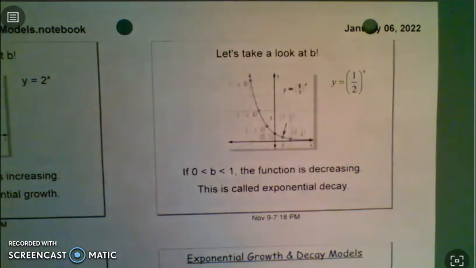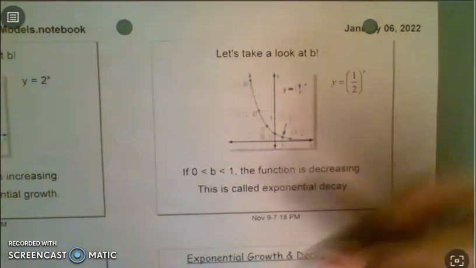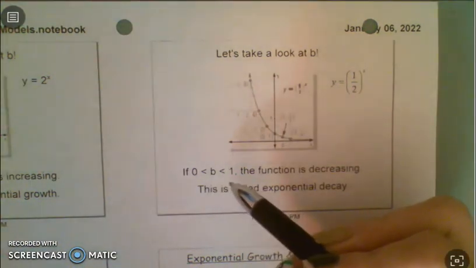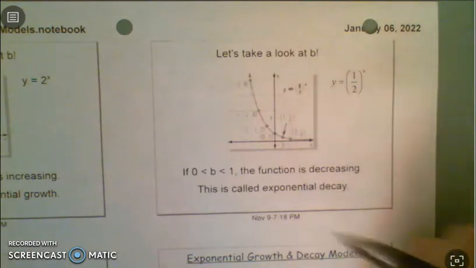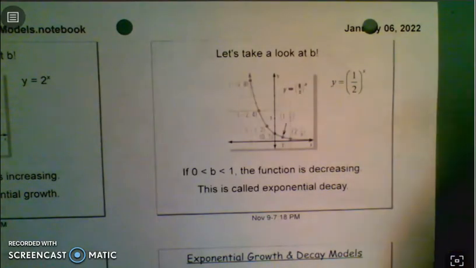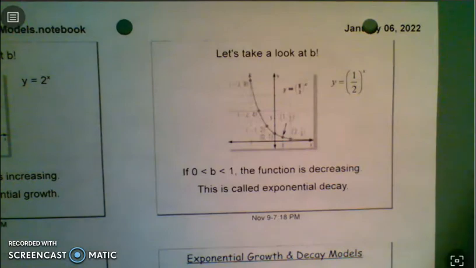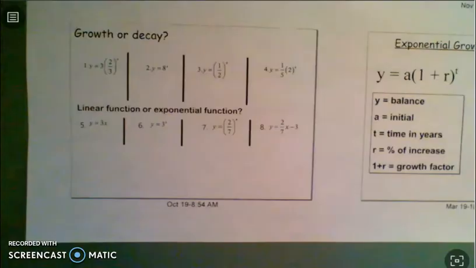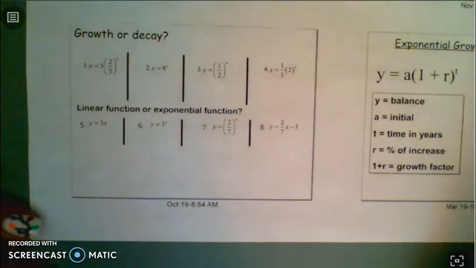Okay, now B in this case is 1/2, which is between 0 and 1, which means the function is decreasing and it's called exponential decay. So we've already gone over these two things for the past 2 days. So let's just look down here and figure out what's growth and what's decay.